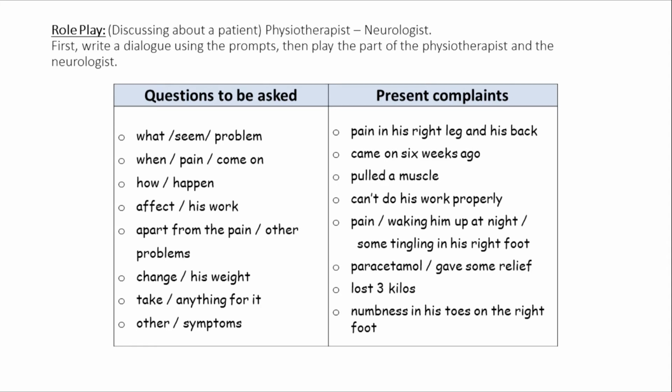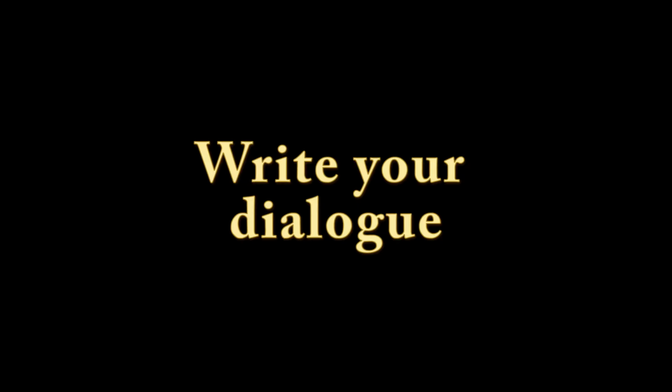Okay, here we have some question prompts to be asked on the left and some complaints or symptoms on the right. Let me give you an example. Physiotherapist asks, what seems to be the problem? And the neurologist answers, he has the pain in his right leg and in his back. Now it's time to write a dialogue using all these prompts. After you have finished your dialogue, you can check your answers, okay?